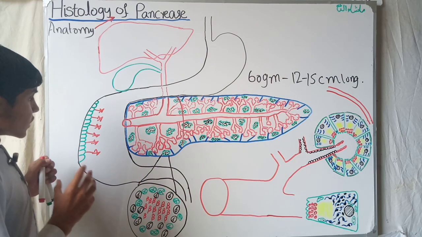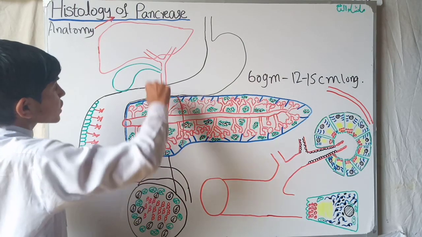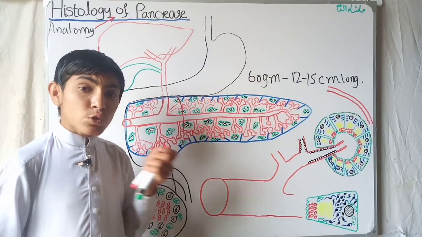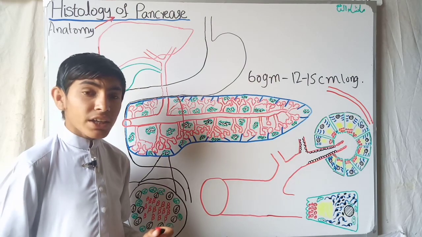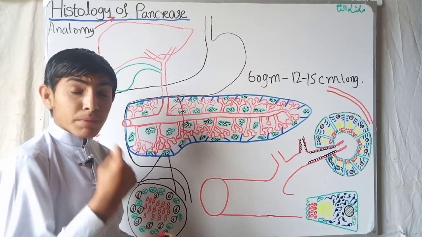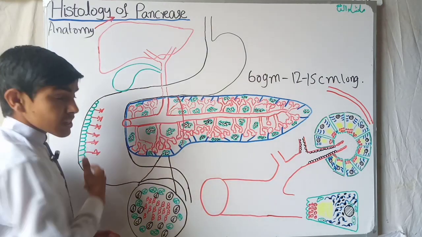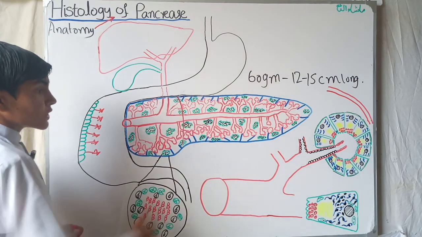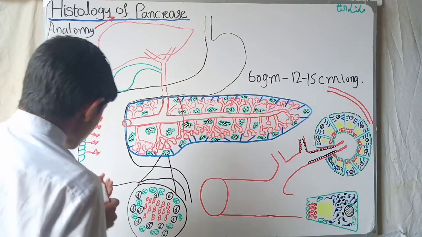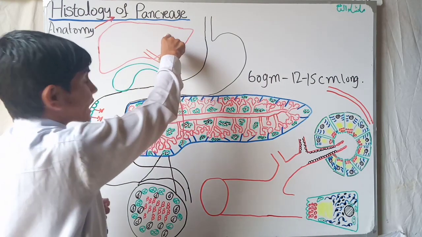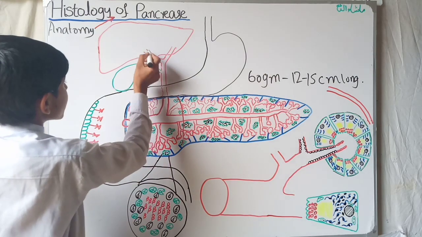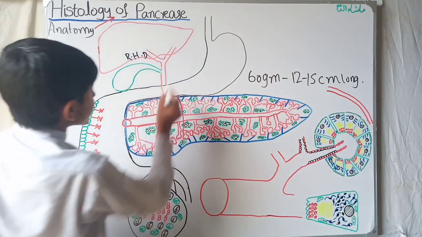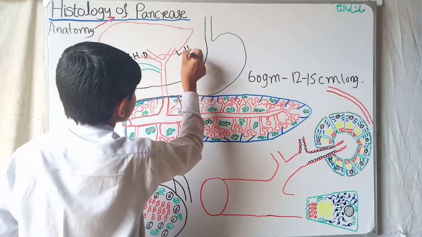And this pancreas is also associated with the liver secretion. We say that liver secretes the bile juice into the small intestine through the pancreatic mass, and then it does the digestion of the fats. So let's come to how it is associated with the pancreatic mass. Liver contains two duct systems. This is called the right hepatic duct. This is called the left hepatic duct.